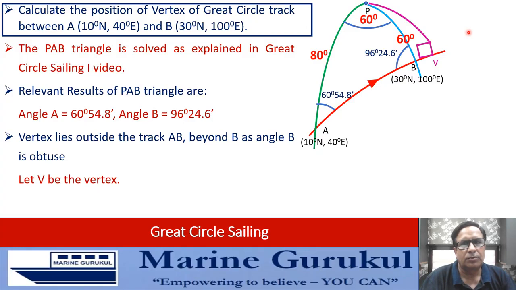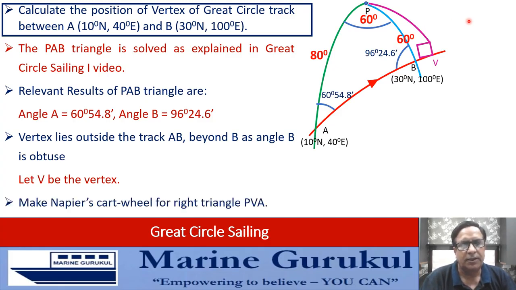Now to solve for the coordinates of the vertex, we can take any of the right angle triangles. There are two right angle triangles formed here. One is PVB, the other is PVA. So we can always see which one is easier to solve. In this case, A can be directly used if we use PVA. So for this reason, just for the sake of simplicity, we have chosen the triangle PVA.